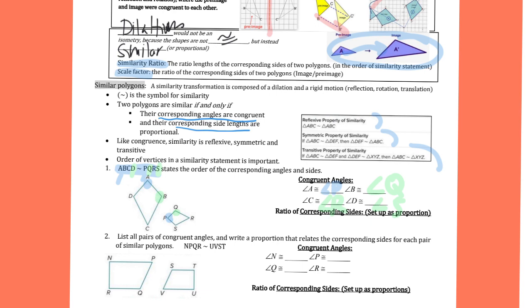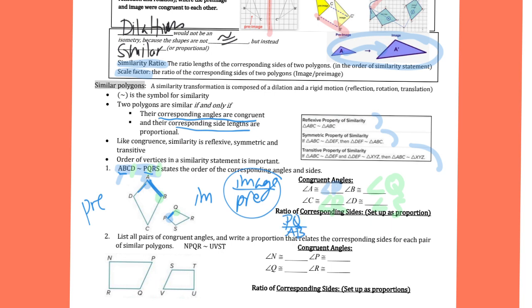So what you would do is, if this is the pre-image and this is the image, to write the ratio, we normally write the image over the pre-image. Okay, and so you would say, well, let's talk about things that match. AB is the first two letters here, so you would write AB and PQ. These guys would match, AB and PQ, so you'd write PQ over AB.